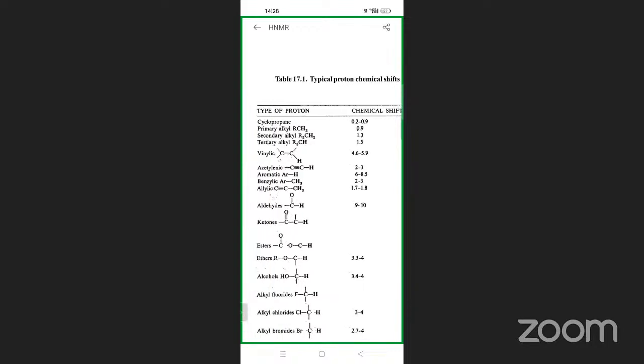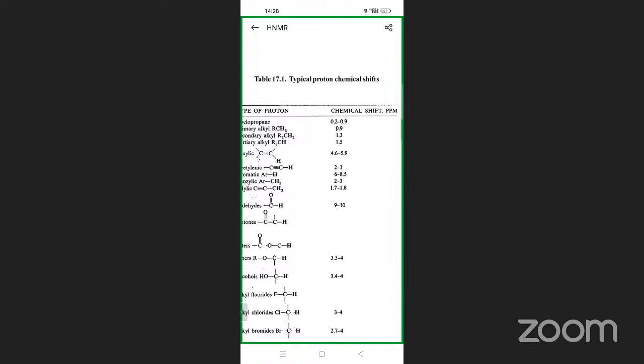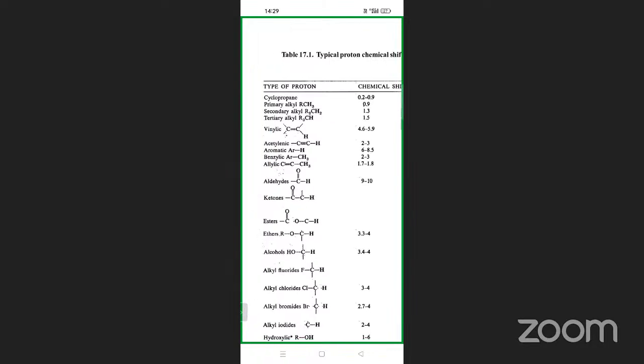Okay. And here is a cyclopropane. And here the aldehydic proton, it appears in the range of 9.0. Ketone, it appears in the range of 2.3 to 2.4 here.